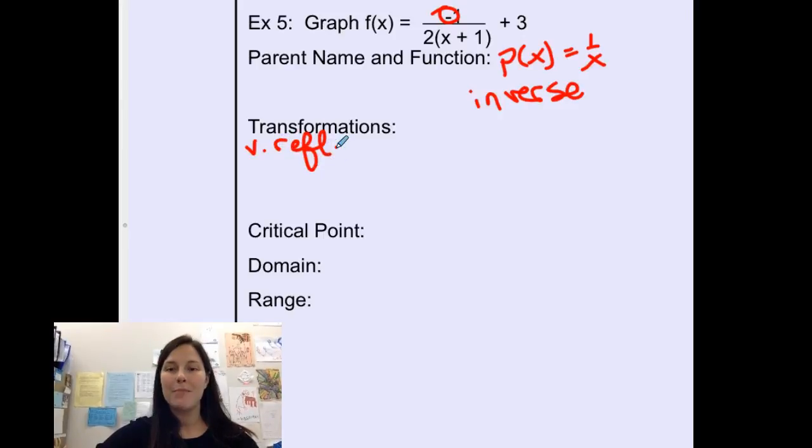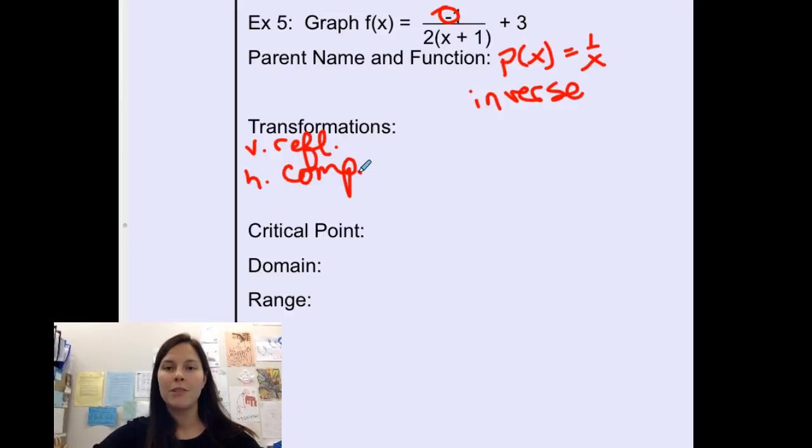In the denominator, now the fraction bar is a grouping symbol. So we've got that 2 in the denominator being grouped with the x. So that is a horizontal stretch or compression. Because it's bigger than 1, we would think it's a stretch. But when it's grouped with the x, it does the opposite of what we think. So this is a compression.